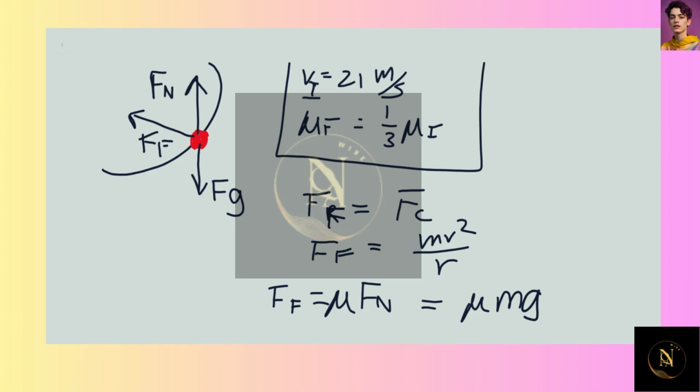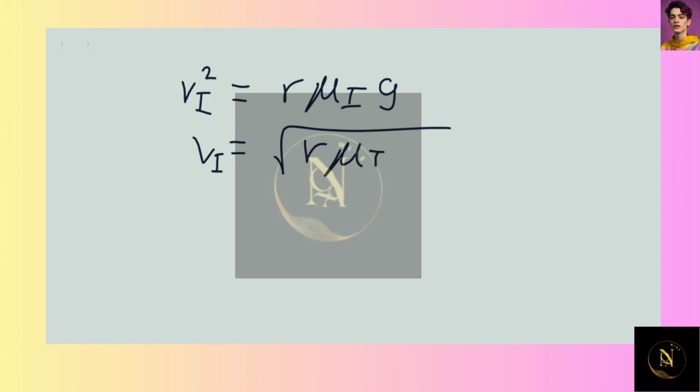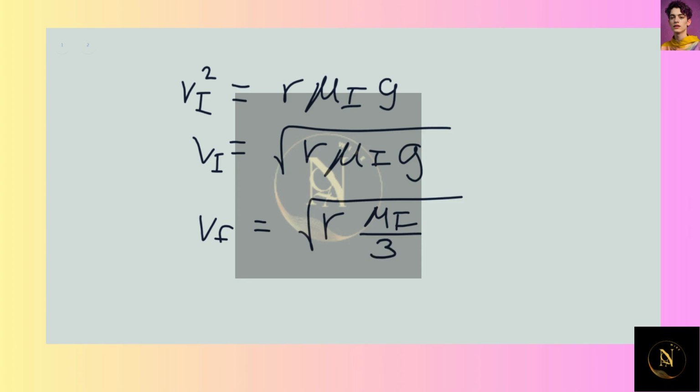So from here, we can go on to write an equation for our initial velocity, and that just means rearranging everything. So v_i squared equals r times our initial coefficient of friction times g. So v_i is just equal to the square root of that. And that means that our final velocity must be equal to the square root of r times μ_i over 3 times g.